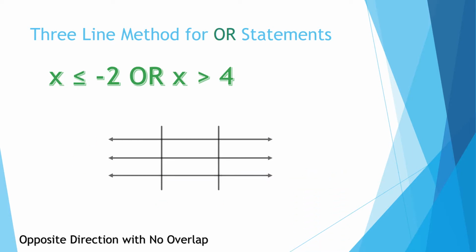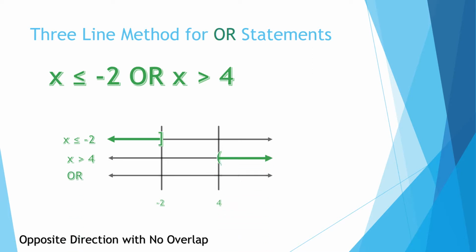And our next one is the opposite direction with no overlap using an OR statement. -2 and 4 still are critical points. X less than or equal to -2 is going to be a bracket shaded to the left. X greater than 4 is going to be a parenthesis shaded to the right.